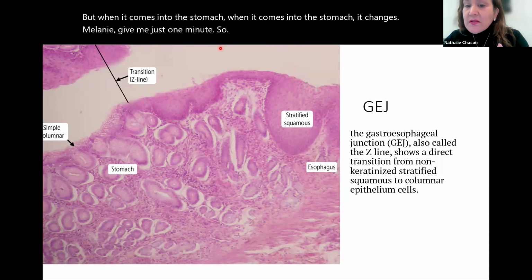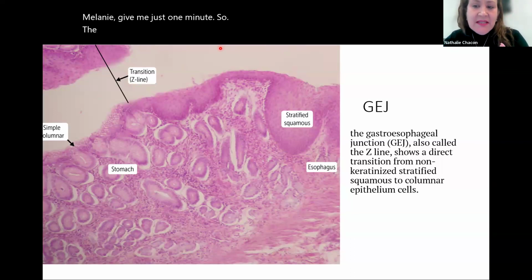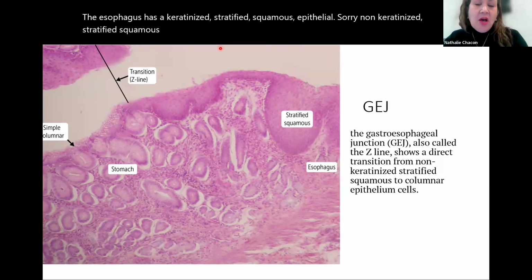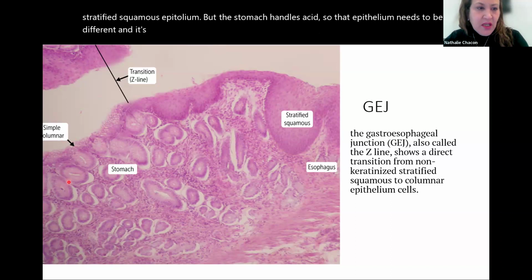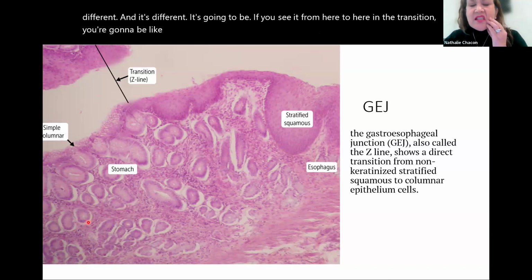The esophagus has a non-keratinized stratified squamous epithelium, but the stomach handles acid. So that epithelium needs to be different. And it is different. If you see it from here to here in the transition, you're going to see more round things. That's the columnar epithelium cells.